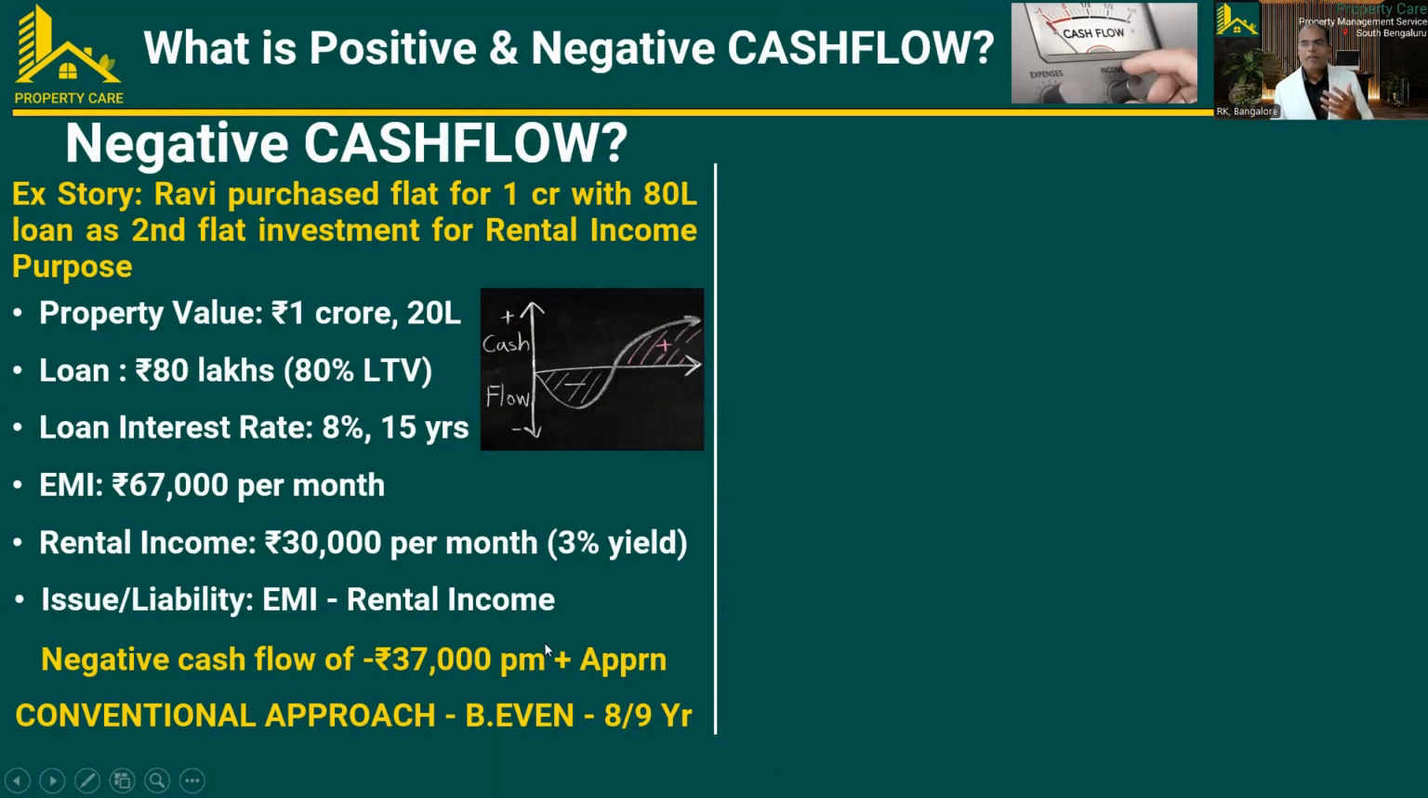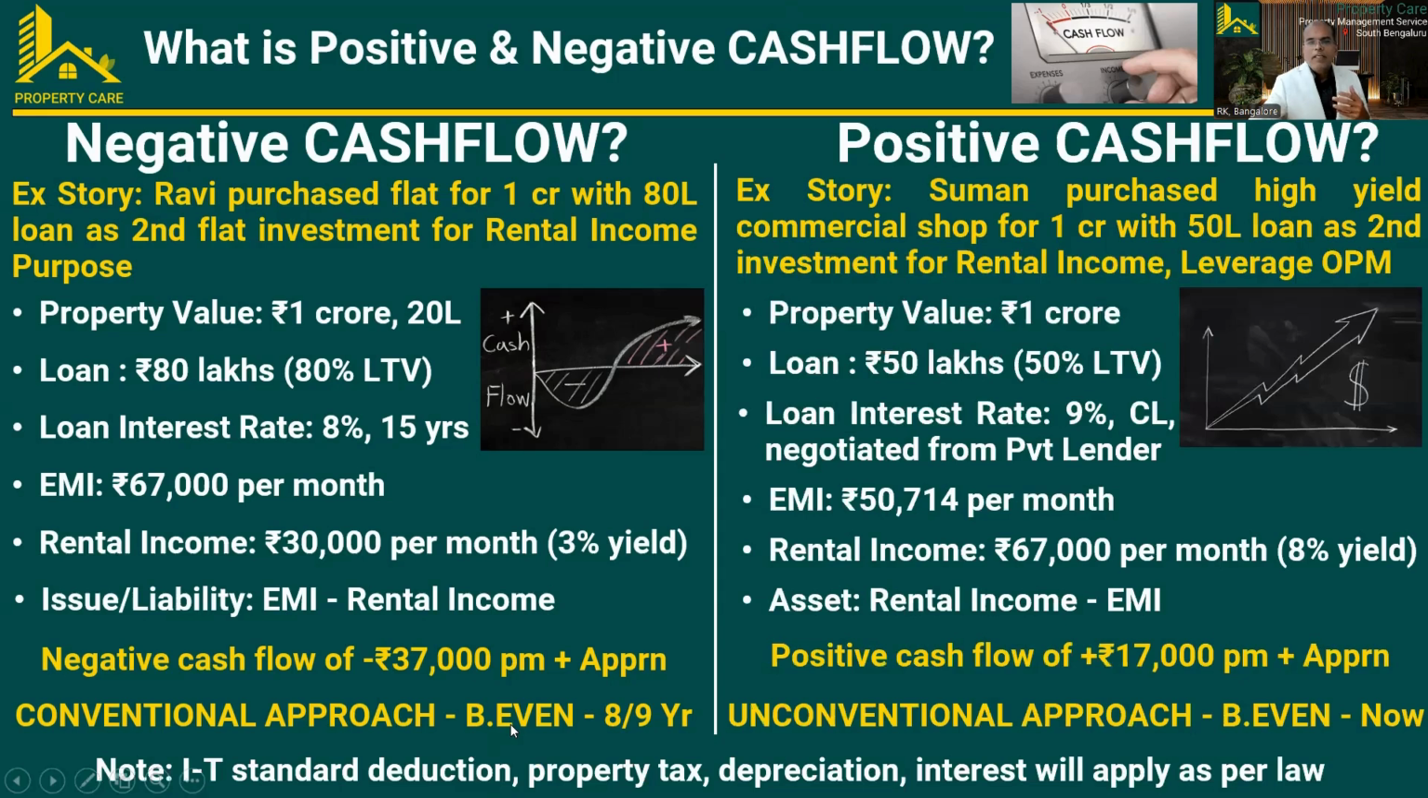This is the traditional way of investment. So ideally, we should look for a positive cash flow. Here, Suman is investing in a commercial property with a fixed 50 lakh loan, and his EMI will be 50,000, and the rental income from this property is 67,000. So Suman is getting 17,000 per month in excess on top of the EMI, plus the appreciation.